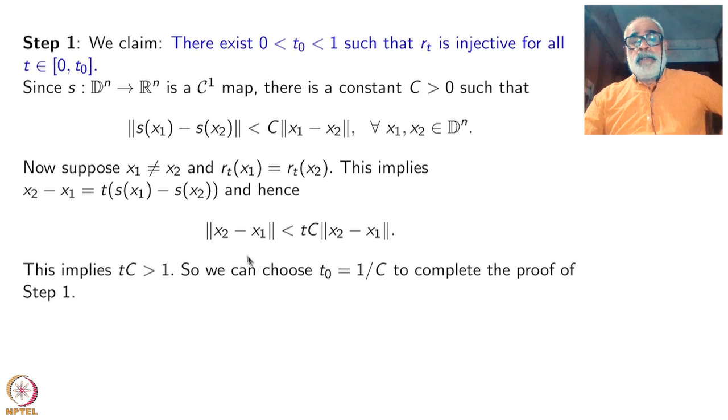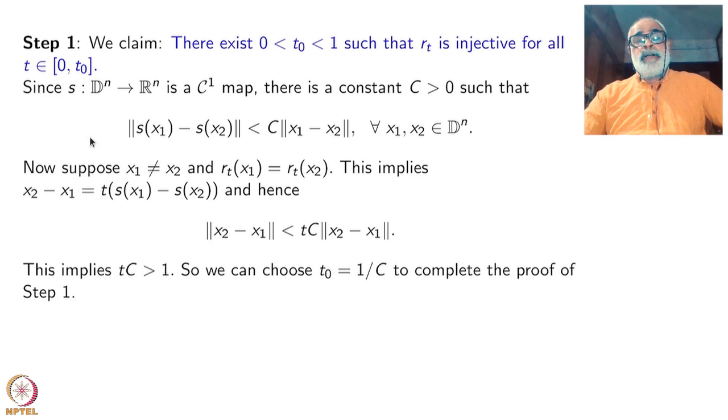But then these two numbers are the same here, and x1 is not equal to x2. This is a non-zero number. The non-zero number is less than or equal to some number times the same number, which means this must be bigger than 1. Once it is bigger than 1, I can choose 1 by C as t naught.